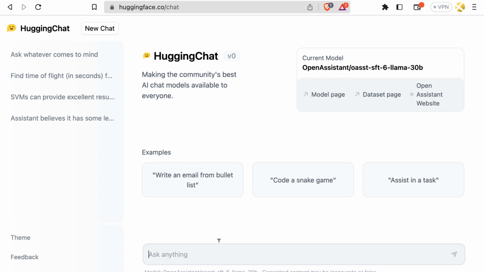Let's try another one. Since we know HuggingChat isn't too great at coding, let's just ask it a word question, a question it can answer in a paragraph. What is the best trading algorithm?